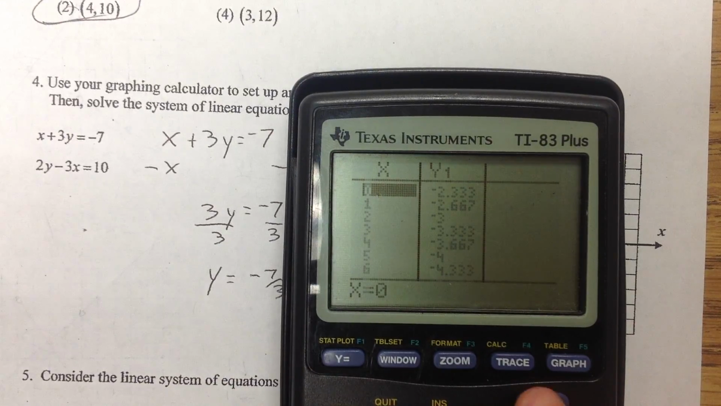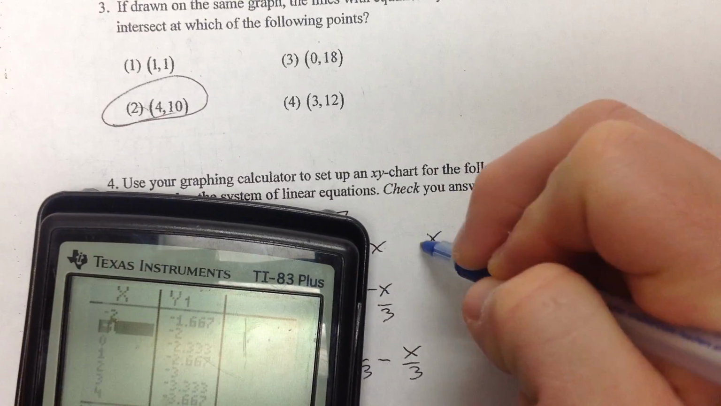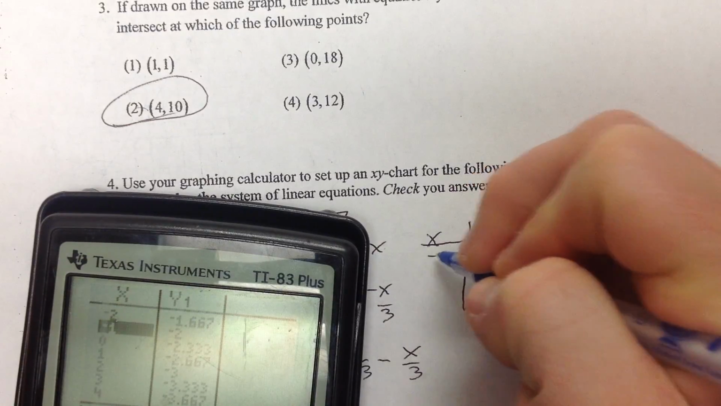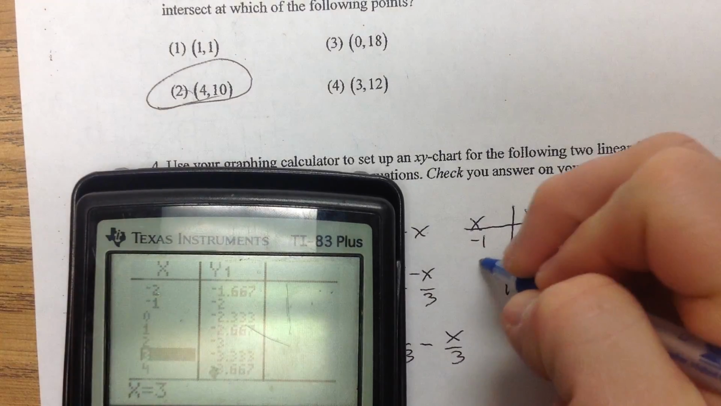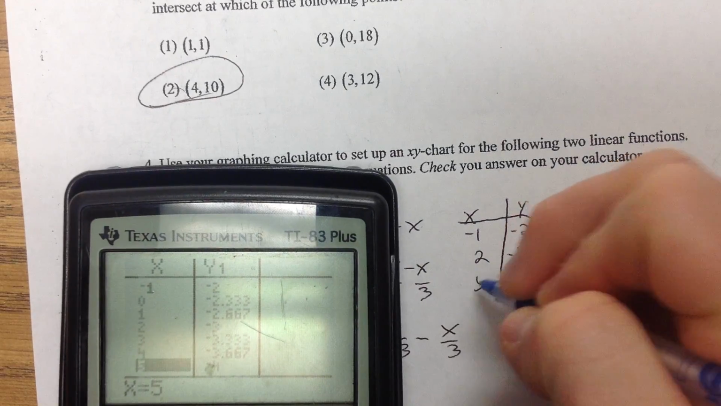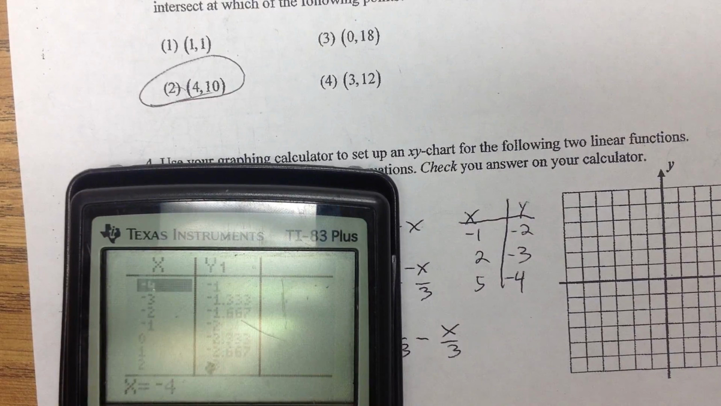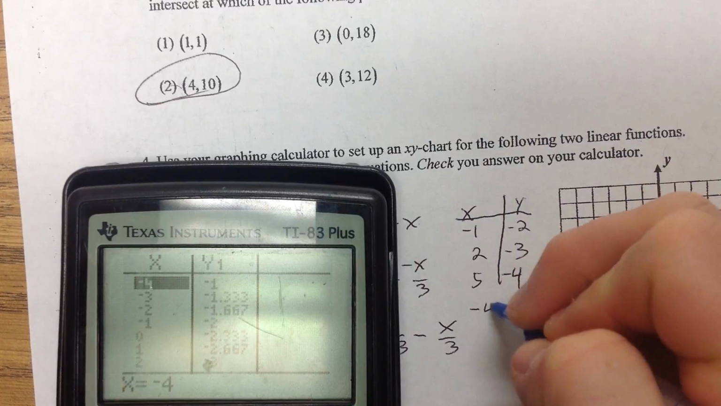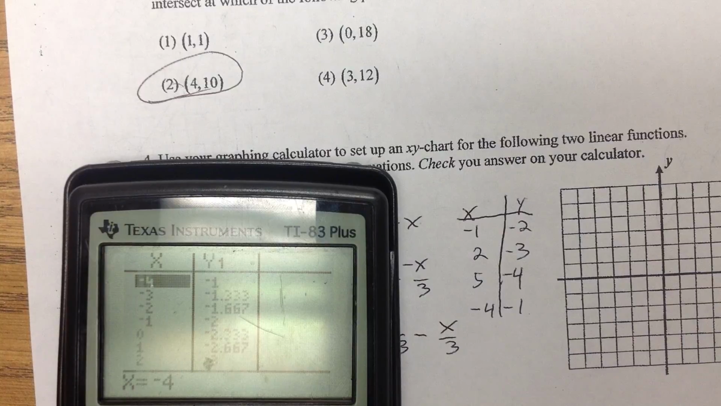What I'm going to do is skip the ones that have decimals. So I'm going to start with this one here, (-1, -2). I'm going to make my XY chart, and I'm going to do (-1, -2). Then I'm going to scroll down. There's (2, -3), (5, -4). Let's see, is there another negative I can do up here? Let's do (-4, -1). So now I have 4 points that I can graph on my grid.